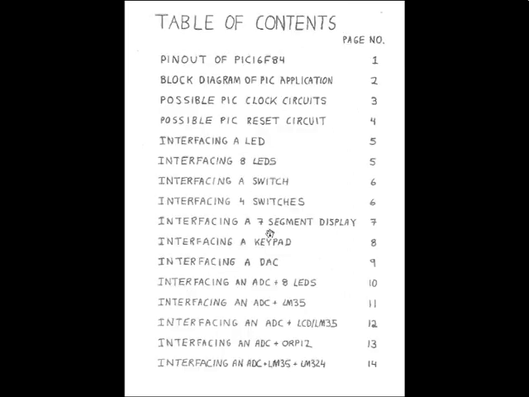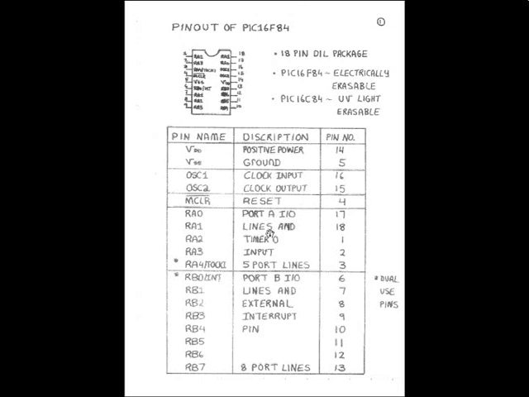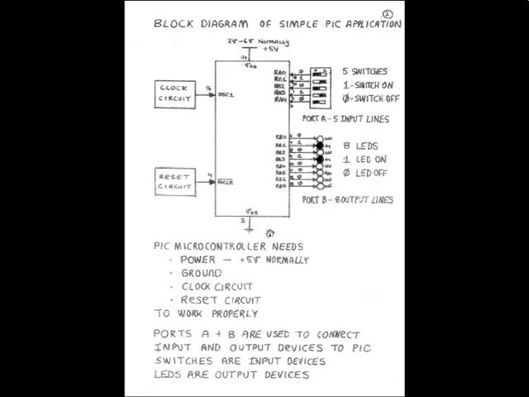So that was the table of contents. This was the pin out of the PIC microcontroller, and again we examined what all of these pins were doing in the last video. Here's a block diagram of the PIC microcontroller. We can see that we need to power up the PIC microcontroller. We need to connect pin 14 to plus 5 volts. We need to connect pin 5 to ground.